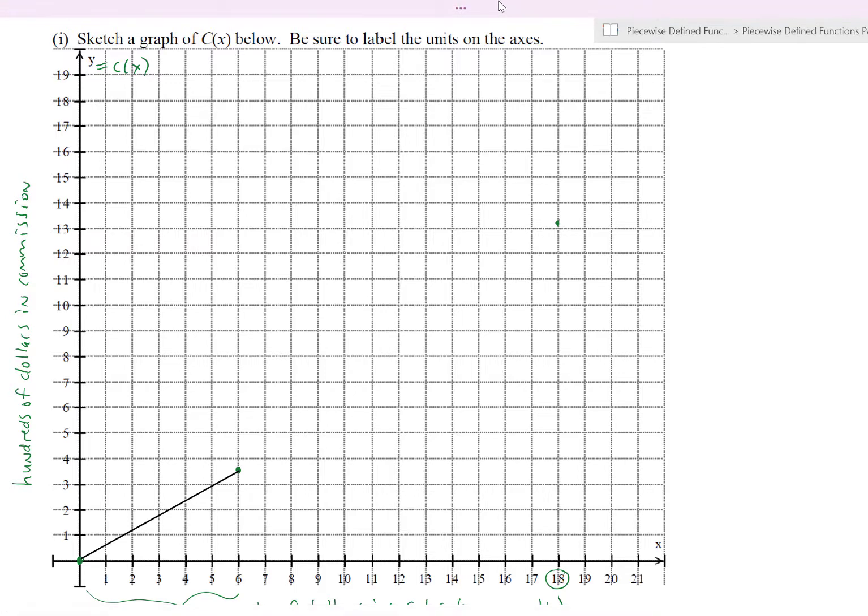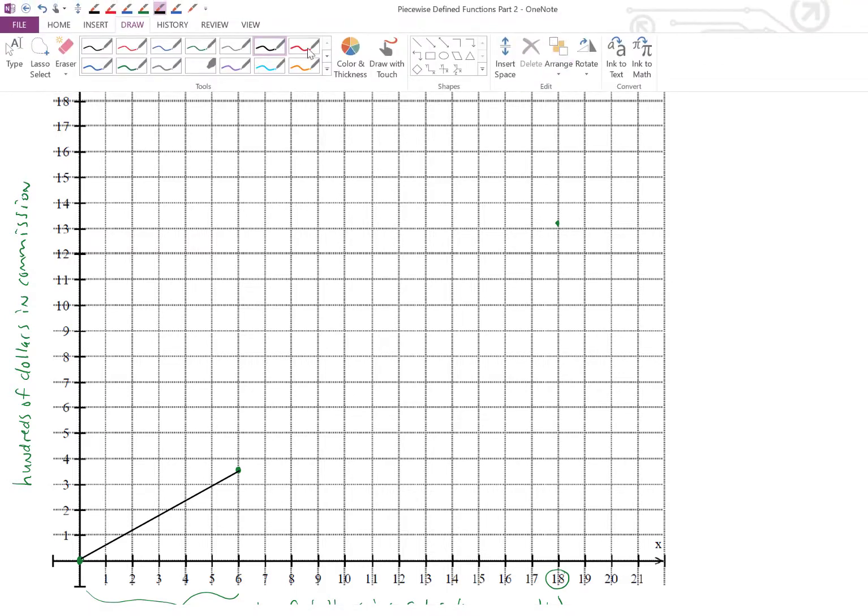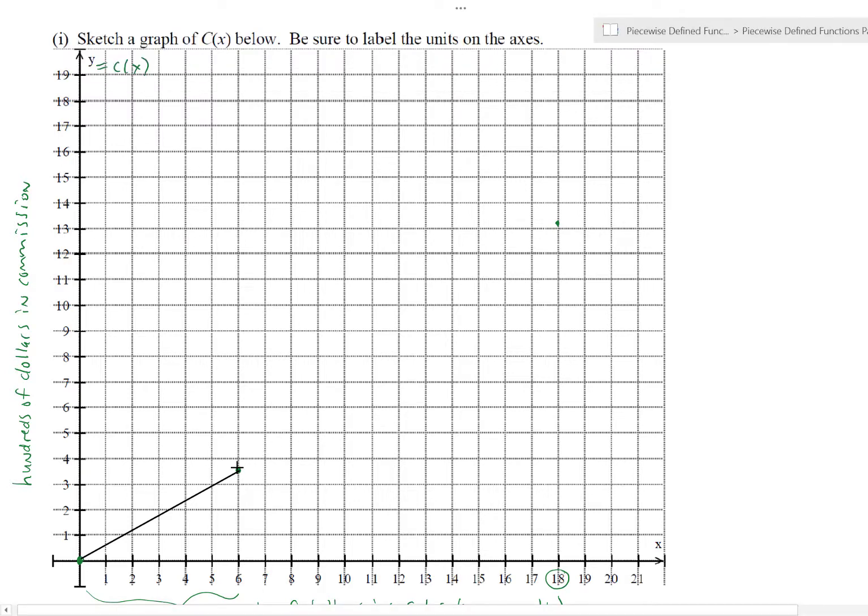Connect the dots again. Fancy little drawing thing. There we go. Connect the dots. Do it. I told you to do it. Connect it. Down here. Yes.